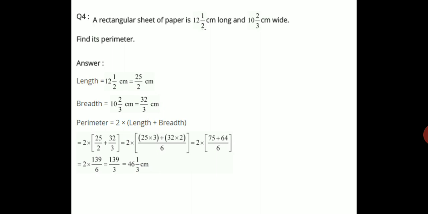a rectangular sheet of paper of 12.5 centimeter long and 10 2 by 3 centimeter wide. Find its perimeter. See the first thing in this. What is the shape of the sheet? The shape of the sheet is rectangular. Now rectangular sheet. So first we will write the information what is given in the question.